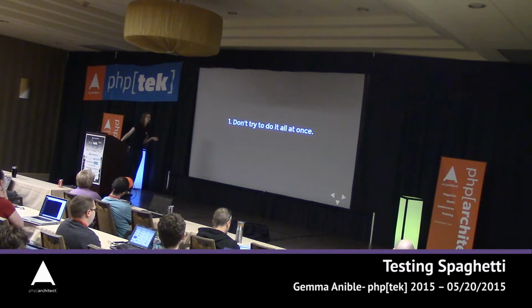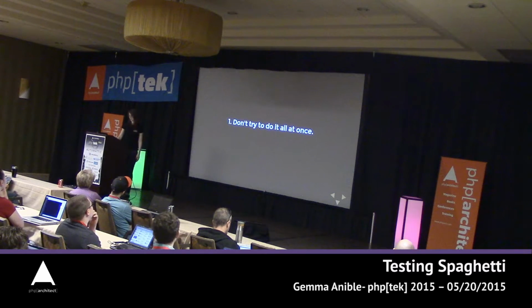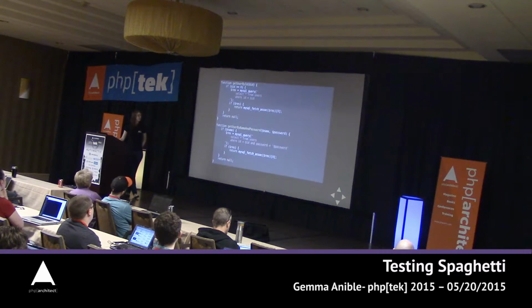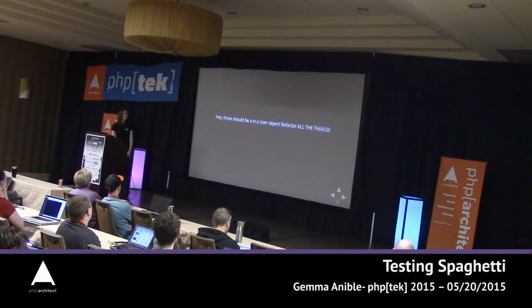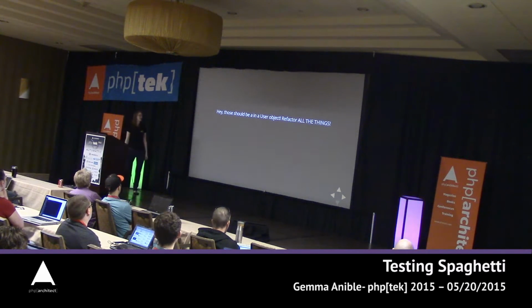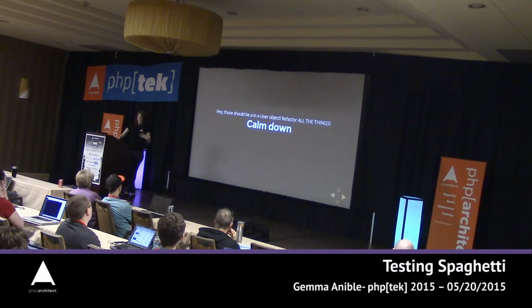This is really one of the hardest things for me when I'm approaching legacy code, and I want to fix it and make it better and improve things. Don't try to do it all at once. If you're anything like me, you look at that and you say, those should all be in a user object. I need to refactor this entire thing right now, put all of this functionality in a user class. Yes, you're right. Eventually, you're right, but you don't have to do it all right now. You can leave some of it there for another day, and that's going to be okay.